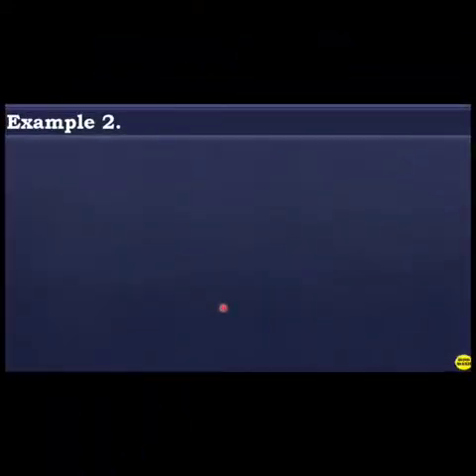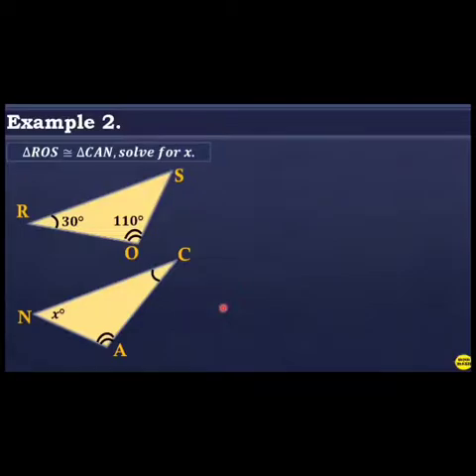Students, this is part 2, the continuation of the discussion of our topic, solving corresponding parts of congruent triangles. Let's start with the presentation of the solution and example number 2. Let's have another example. I have here triangle ROS is congruent to triangle CAN.